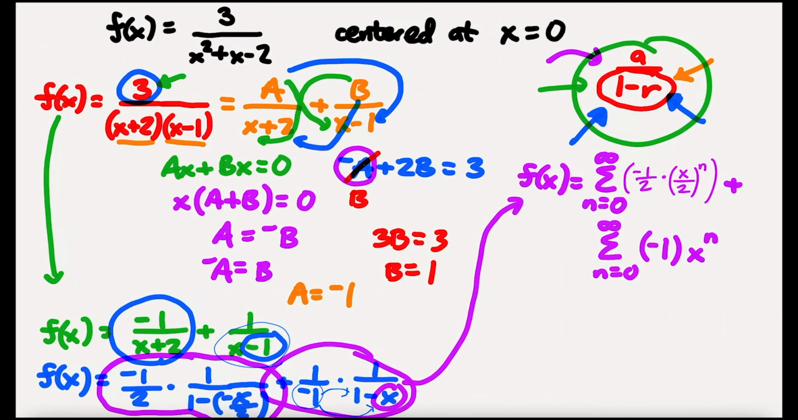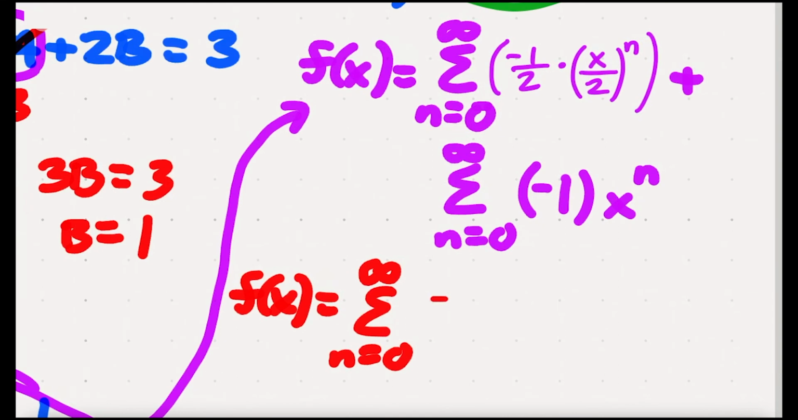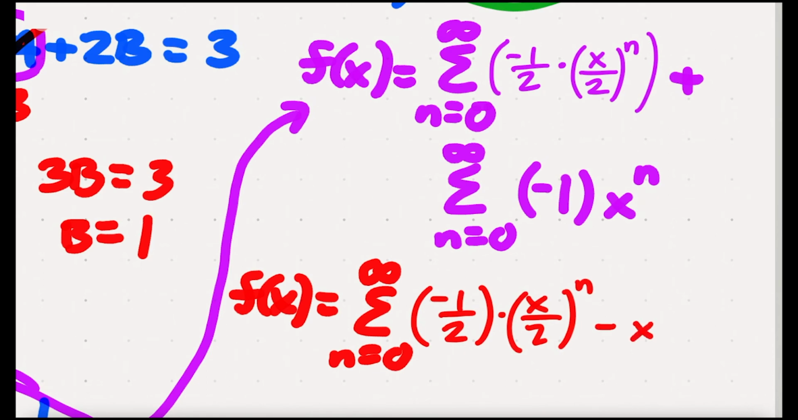but you might be thinking, is there any way to simplify this? You can technically simplify this in the following way. They both have the same summation, so you can just put the summation in front here. And you're going to end up with -1/2 times x over 2 to the n minus x to the n. And that's the answer a little bit more simplified.